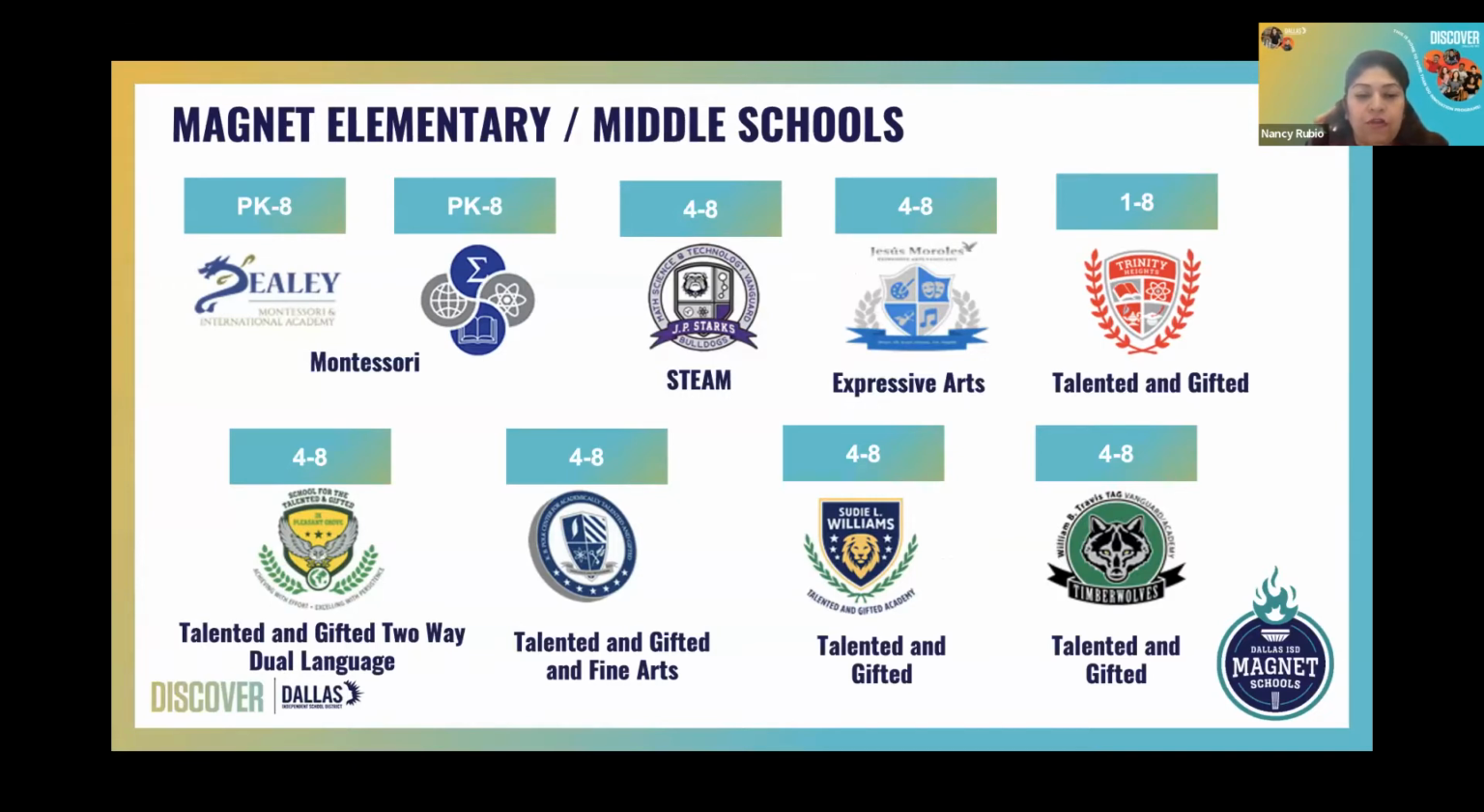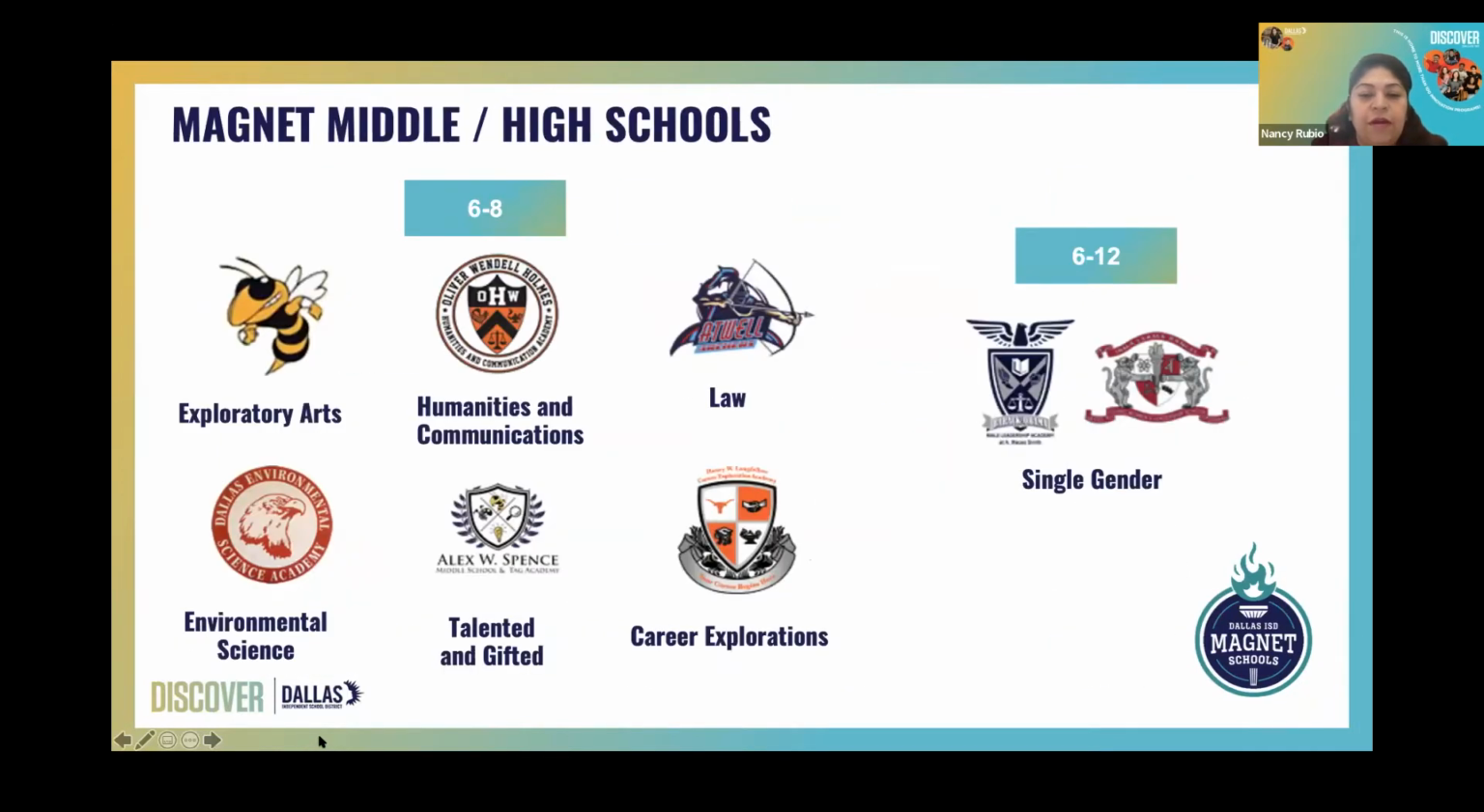We have our 2 Montessori programs, Dealing and Stone, JP Starks, which is a STEAM program, Jesus Moroles, Expressive Arts, and we have our 5 Talented and Gifted programs, which also go through 8th grade, which are Trinity Heights Talented and Gifted, School for Talented and Gifted at Pleasant Grove, KB Polk Talented and Gifted and Fine Arts, Sudie Williams Talented and Gifted, and William B. Travis.